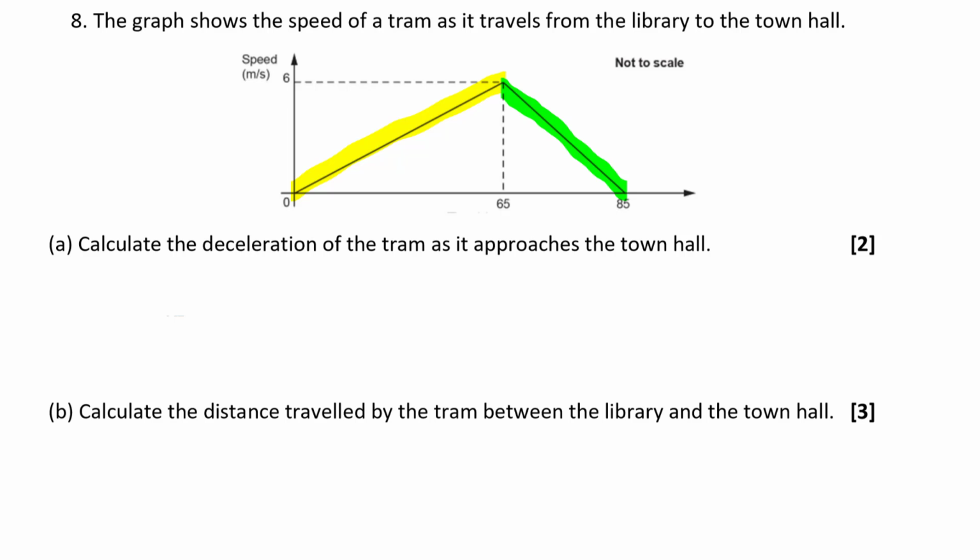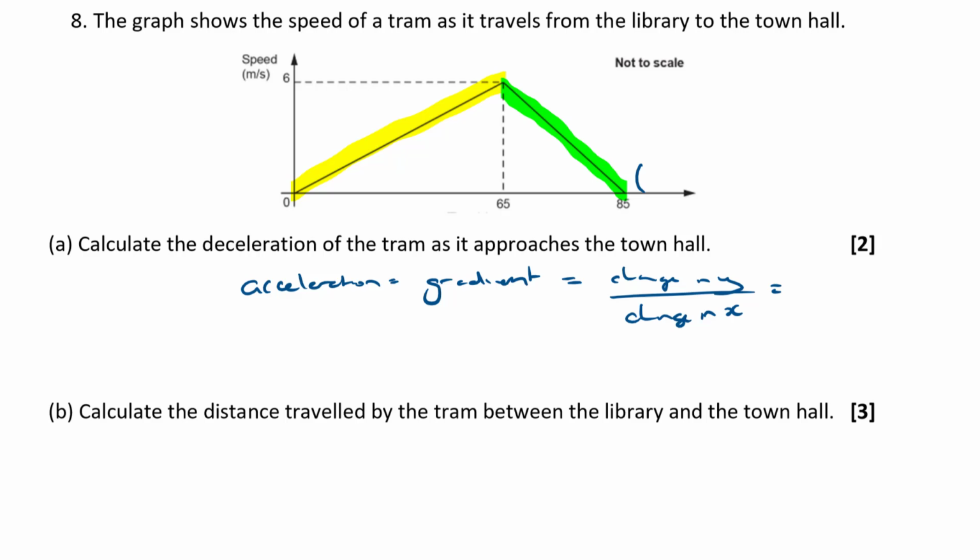Now on a speed time graph, acceleration is equal to the gradient of the line, isn't it? Now gradient is change in y divided by change in x, isn't it? In this case it's the change in the speed divided by the change in the time. So the speed changes from 6 down to 0 then, isn't it? So that's a change of -6 actually, because it's decreased. And the change in x is this distance from here to here, 85 subtract 65, which has got a difference of 20.